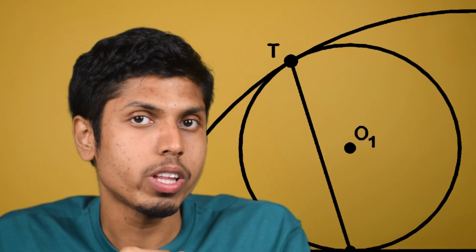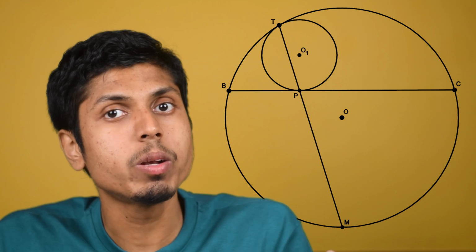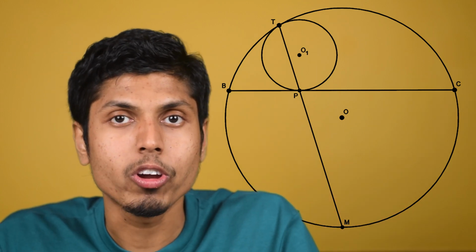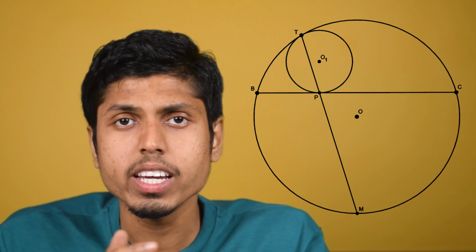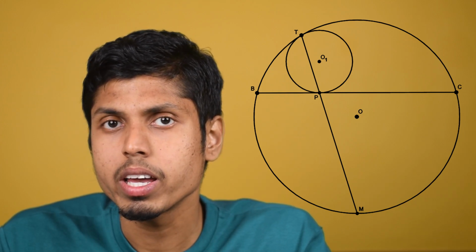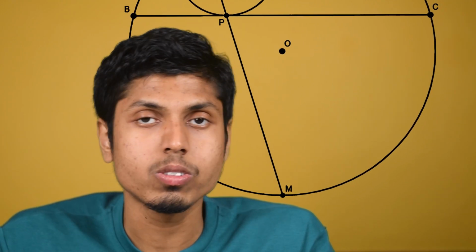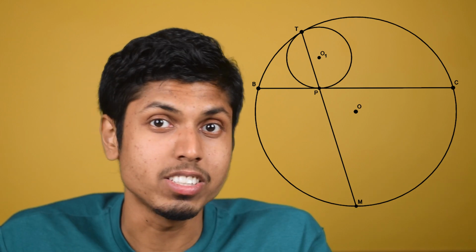Now you have to show that if you extend TP, it passes through the midpoint of the arc BC, not containing the point T, which is shown by the point M. M needs to be proved to be the midpoint of the arc BC. This can be equivalently proved by BM equals CM. Let's try to do that with some angle chasing and tangencies.